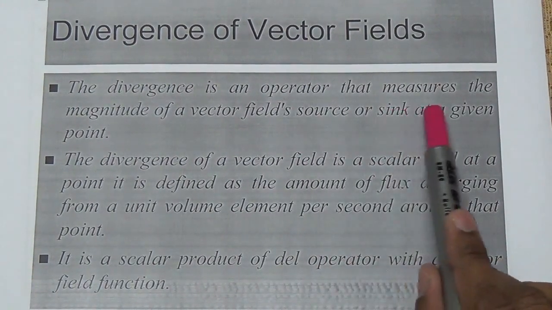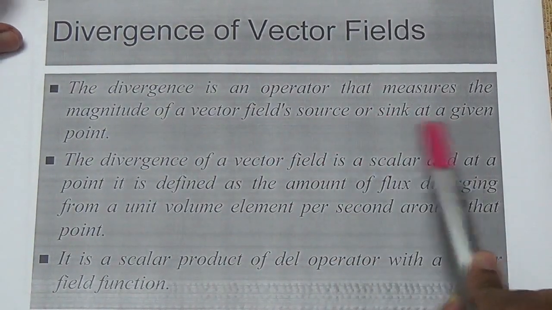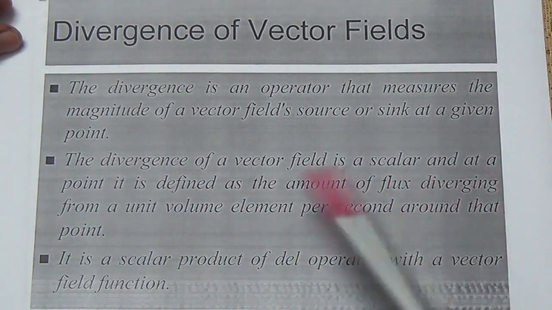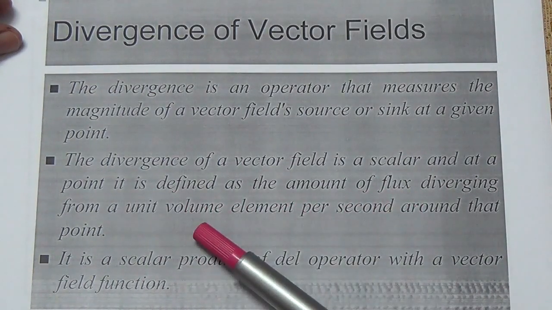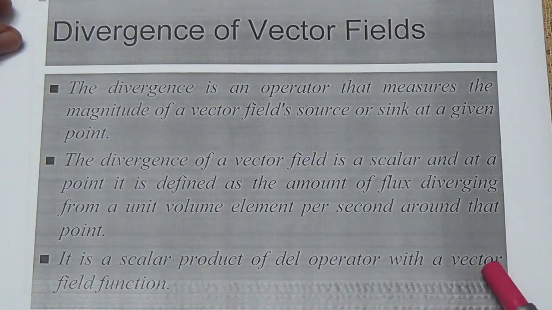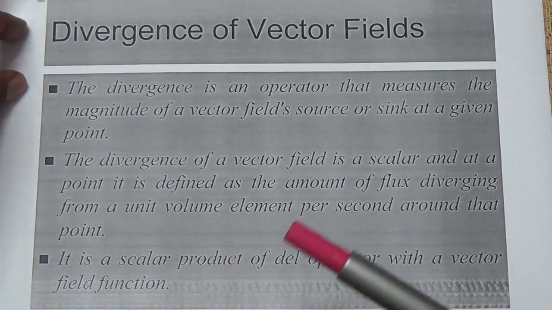Divergence is an operator that measures the magnitude of a vector field's source or sink at a given point. The divergence of a vector field is a scalar, and at a point it is defined as the amount of flux diverging from a unit volume element per second around that point. It is a scalar product of the del operator with a vector field function. When you take the divergence of a vector field function, basically you are getting a scalar result. Scalar means only magnitude.